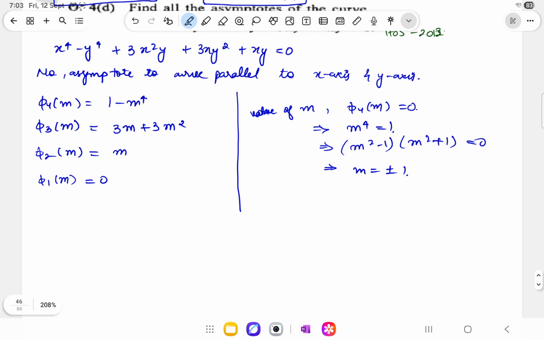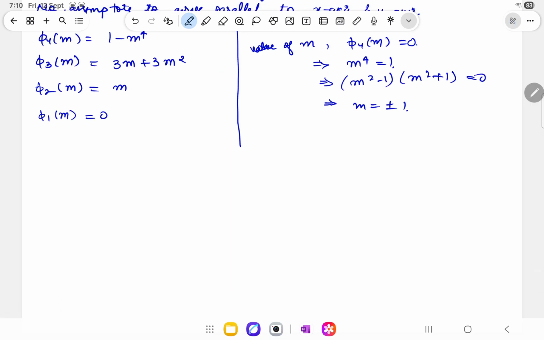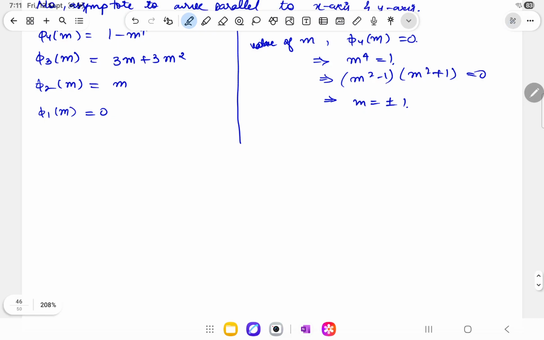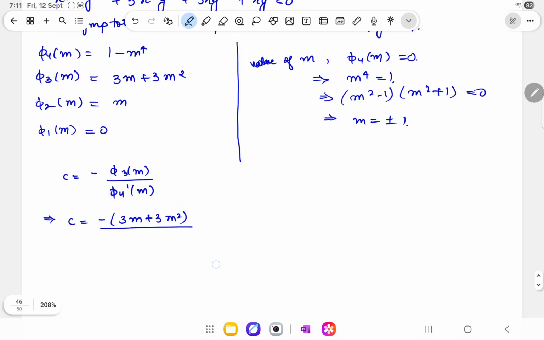So my c will be basically, in our case both values of m are distinct, that is 1 and -1. So this basically gives, now we can find the value of c. My c will be basically minus of phi 3m divided by phi 4 dash m. From here my c is basically minus of phi 3m, which is 3m plus 3m square, and the derivative of phi 4m is minus 4m cube.